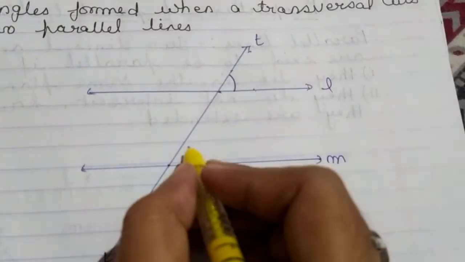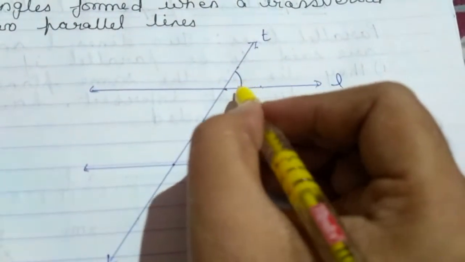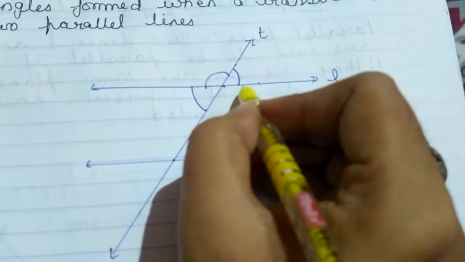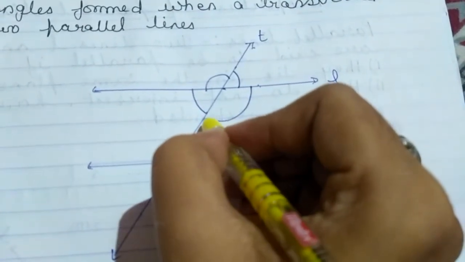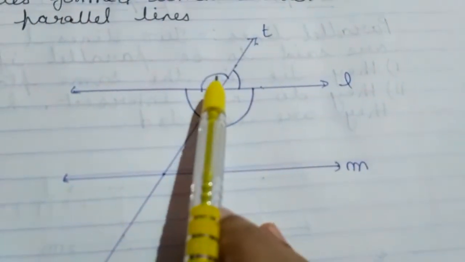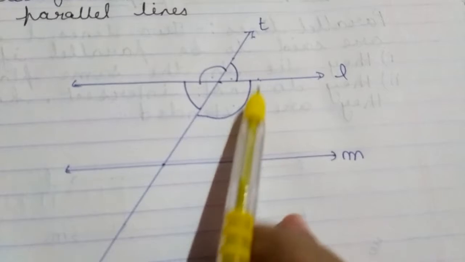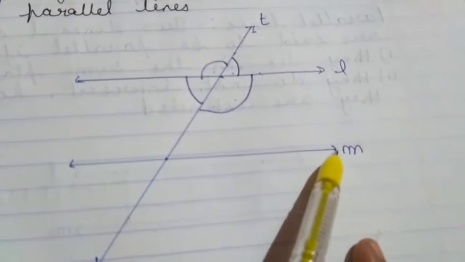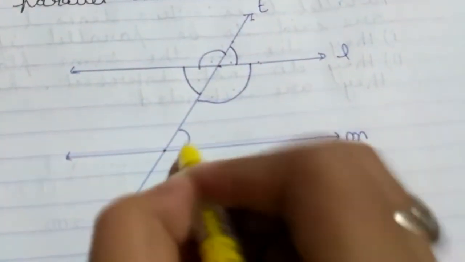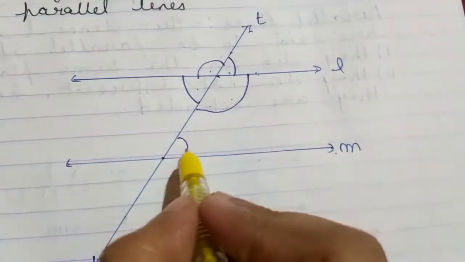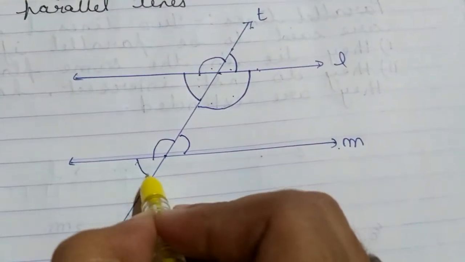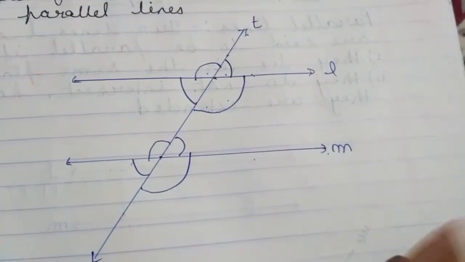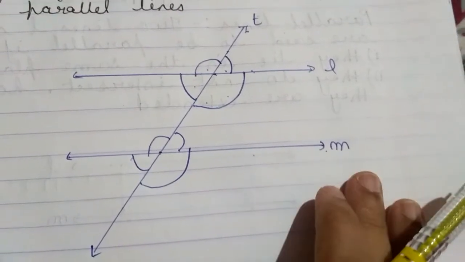Here you can see this one is an angle also. On this side this one is an angle also. Here an angle, and this one is also. That means you can see here 1, 2, 3, 4 angles this transversal is making on line L, and also on line M. So here 1, 2, 3 and last one is 4.